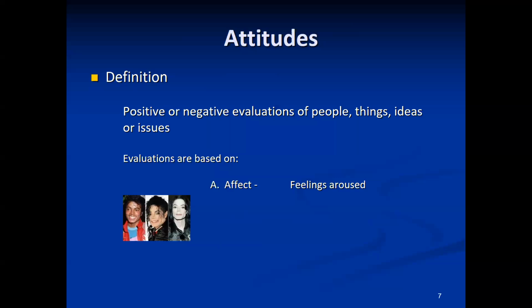Our evaluations of people, things, ideas, or issues, our attitudes, are based on three types of information: affective, behavioral, and cognitive information. These are known as the ABCs of attitudes. To illustrate, a person's attitude towards Michael Jackson might be based on affect, that is, how Michael Jackson makes them feel. For example, his young, good-looking face might make a person feel attraction, a positive appraisal, while his old, weird-looking face might make a person feel revulsion, a negative appraisal.